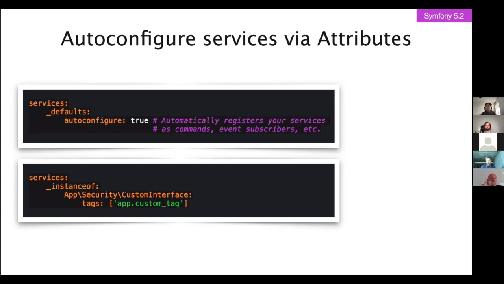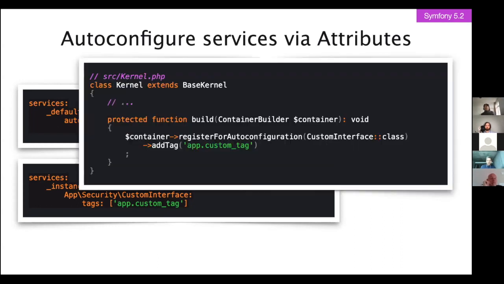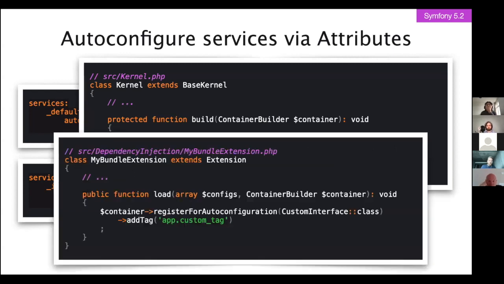If you want to do this not in your service YAML, you can do this in your kernel as well with the registerForAutoconfiguration method. Or if you work in a bundle, you can do this in the load method of the bundle extension. And this is also Symfony 5.2, so this is how it worked before.